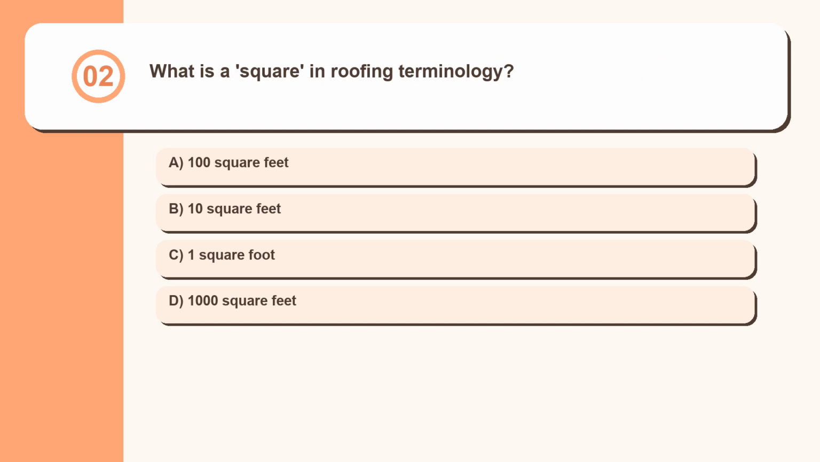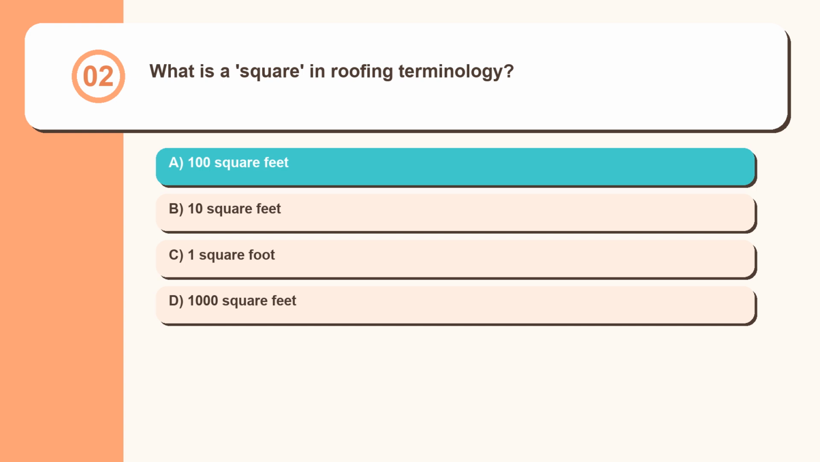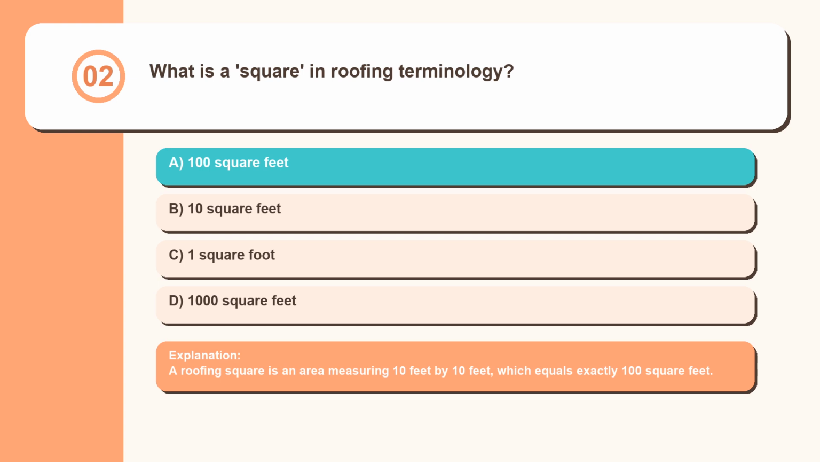Question 2. What is a square in roofing terminology? 100 square feet, 10 square feet, 1 square foot, 1,000 square feet. A roofing square is an area measuring 10 feet by 10 feet, which equals exactly 100 square feet.